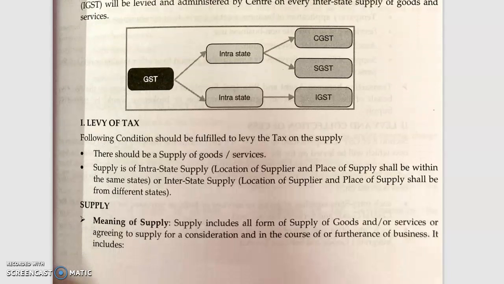Levy of taxes. So the following conditions should be fulfilled to levy the tax on the supply. First is there should be a supply of goods and services, and supply is of intrastate or interstate. Intrastate means location of supplier and place of supply is within the same state, and in case of interstate, location of supplier and place of supply shall be in different states. So what is supply? Supply includes all form of supply of goods and services or agree to supply for a consideration and in the course or furtherance of the business.